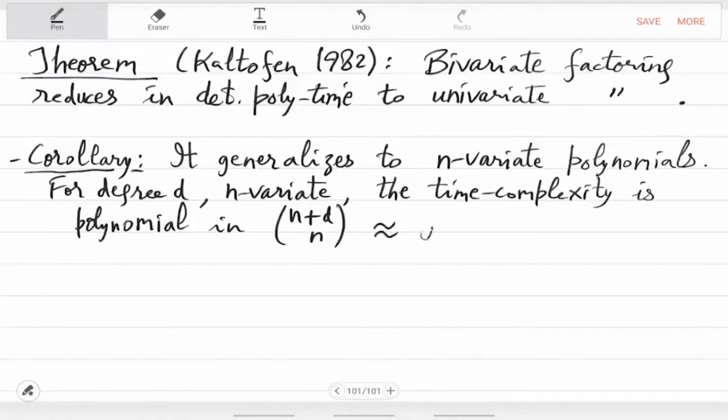So n plus d choose n is, if you think of n as small, then it's d to the n. And if d is very small, then it's n to the d. So whatever you prefer. For example, when n is constant, then this is fine. Or when d is constant, then also this is fine. This is all polynomial time.